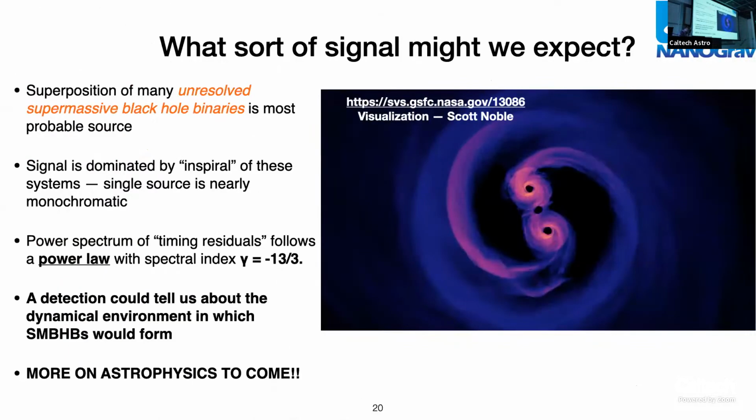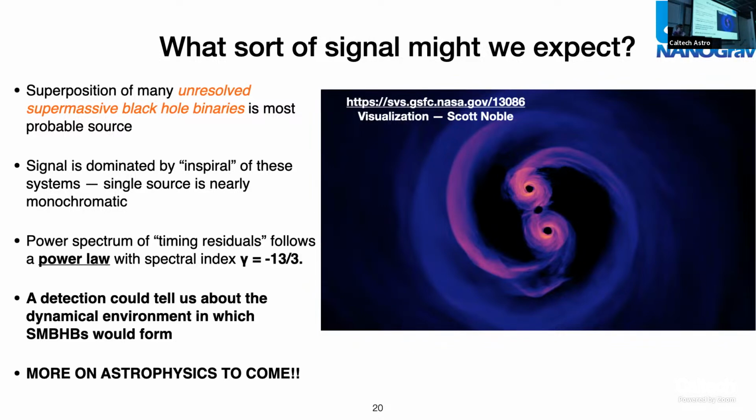Okay, so what sort of signal might we expect to see? One of the most promising potential sources is a superposition of many unresolved supermassive black hole binaries. So the signal from these would be dominated by the in-spiral of these systems, and a single source would be roughly monochromatic. And you might say, well, do you have to worry about the merger of these systems? No, the systems that we're sensitive to are going to merge out of our frequency band.